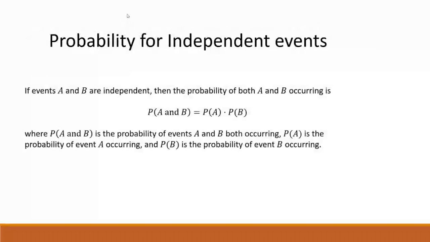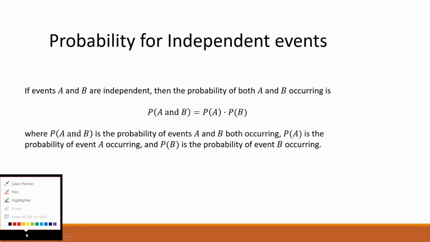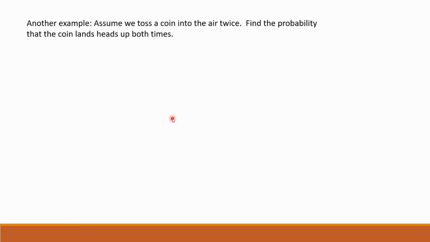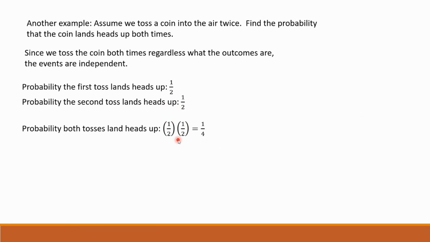So really here, we're using this formula. A is the event that the coin lands heads up on the first toss. B is the event that the coin lands heads up on the second toss. The probability of A and B is just the product. We get 1/2 times 1/2, which is 1/4.